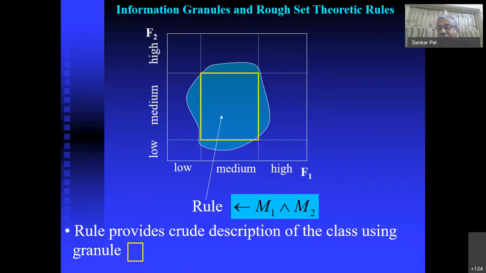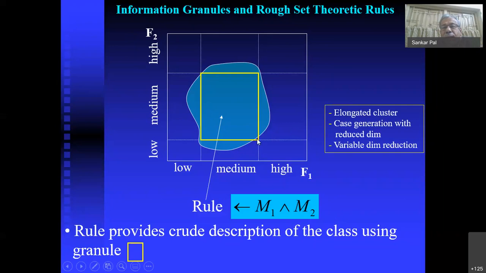That means this is a toy example of a compact object. Now we have an elongated object. In an elongated object, we have multiple such granules, and all granules may not have the same number of features. Therefore, it has a variable dimension reduction. This is the beauty. So it has application to data compression. It has application for case reasoning representation, as well as for granular computing, because you can perform further operations based on this relation.